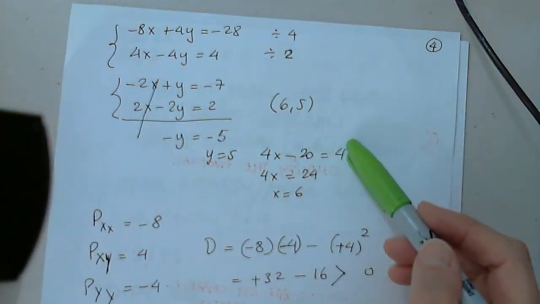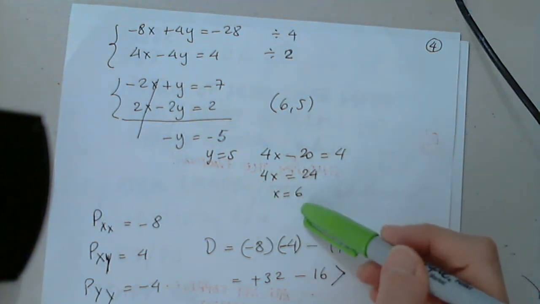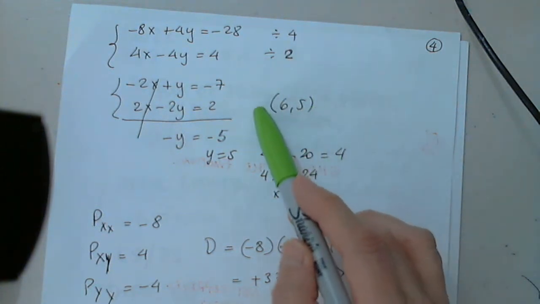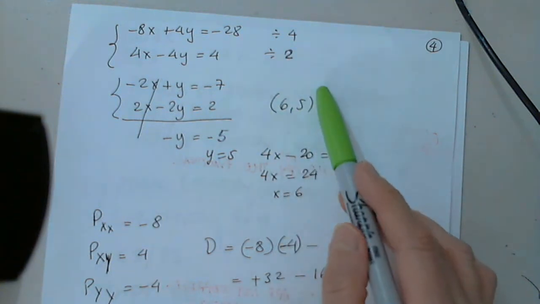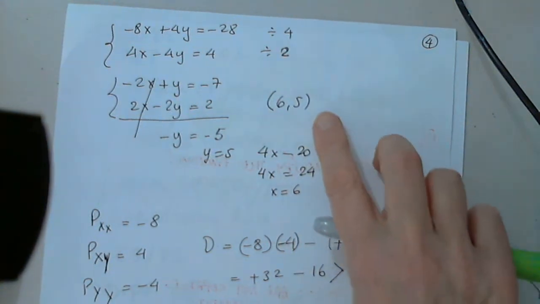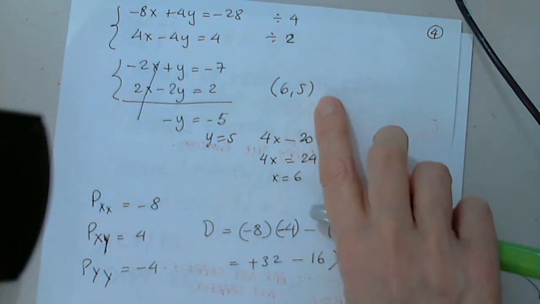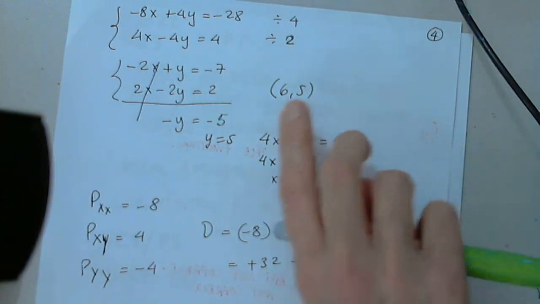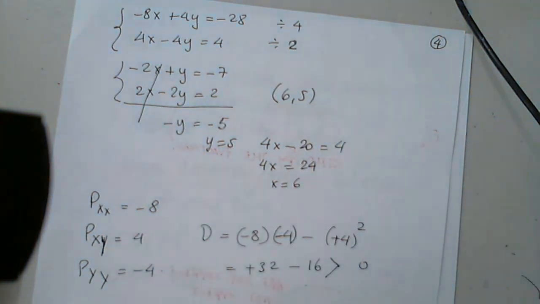I move 20 to the other side. I get 24 over 4, which is 6. So the point I determined is 6, 5. Is this okay with everyone? Did anyone else get 6, 5? I got that as well in my homework. Okay, perfect.